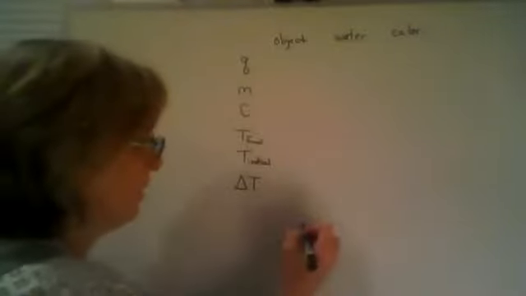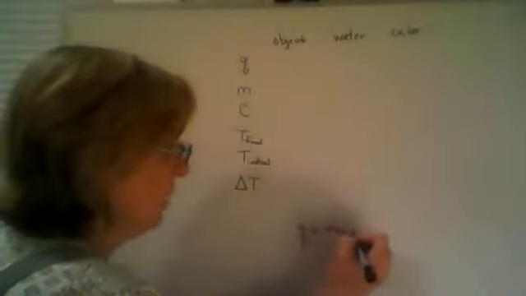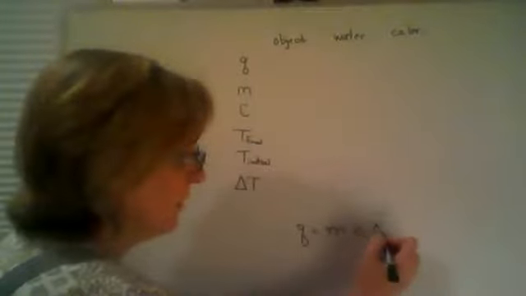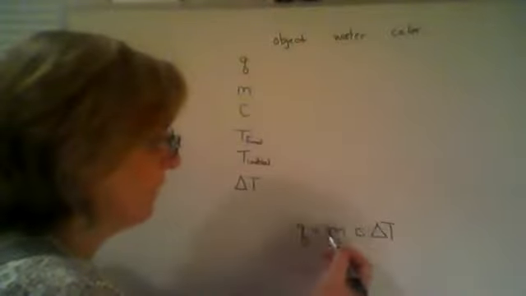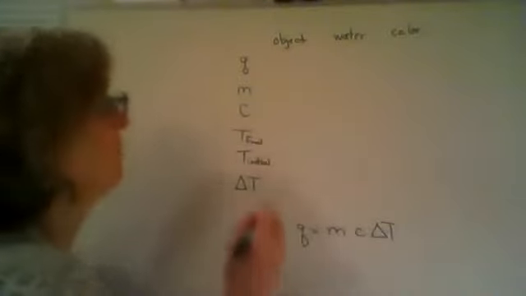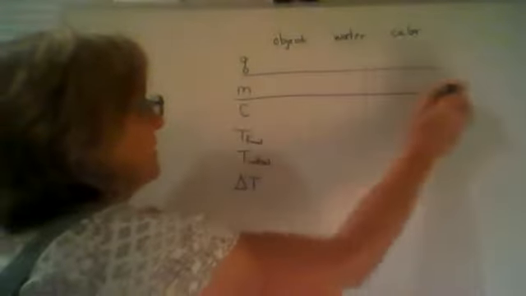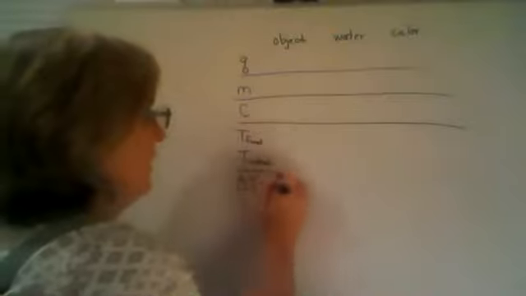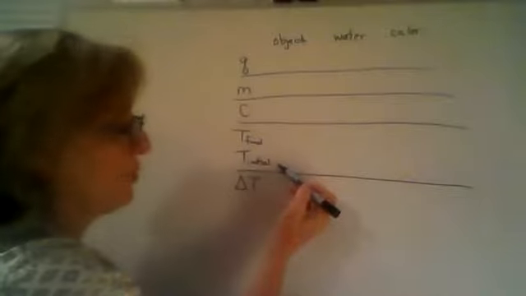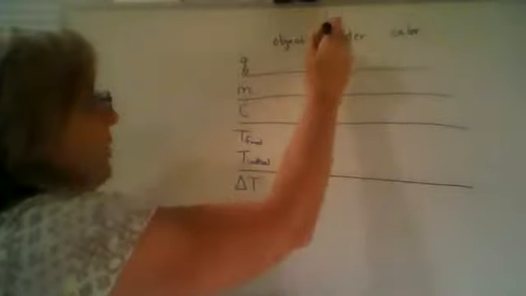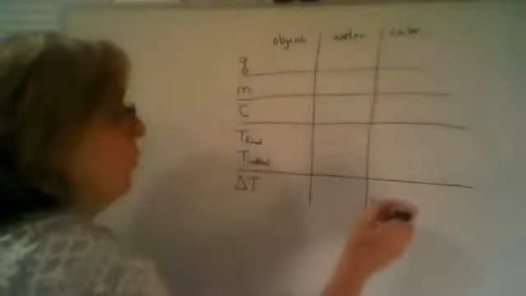Just so you all remember what the equation is, it's Q equals mass times specific heat times the change in the temperature. That can be positive or negative. You're multiplying these three together and you get the answer in joules. So there we go. That's what we need to know for all three objects: the Q, the mass, the specific heat, the ending temperature, the beginning temperature, which we're going to subtract and get the delta T. And we need it for the object, the water, and the calorimeter. Okay?